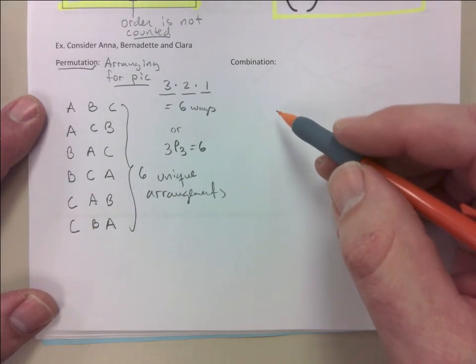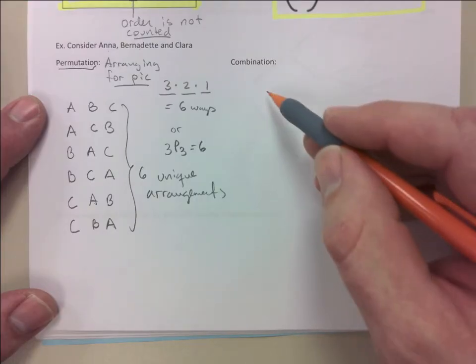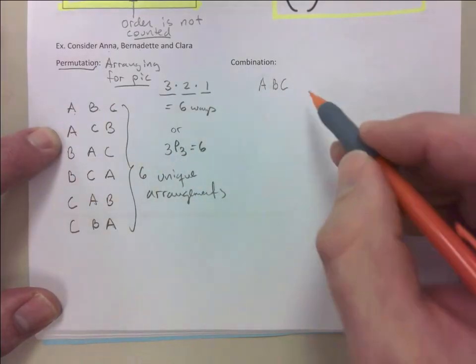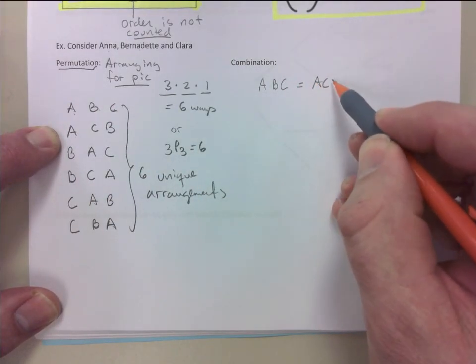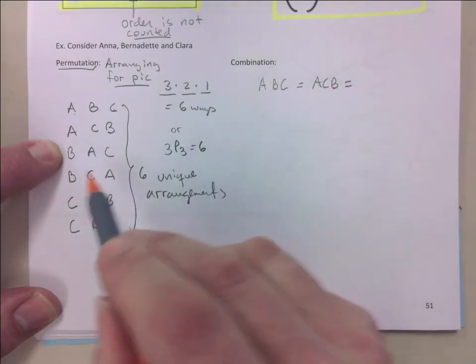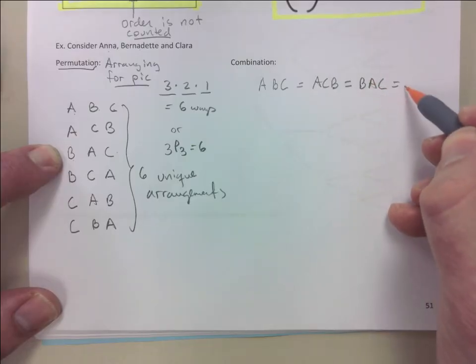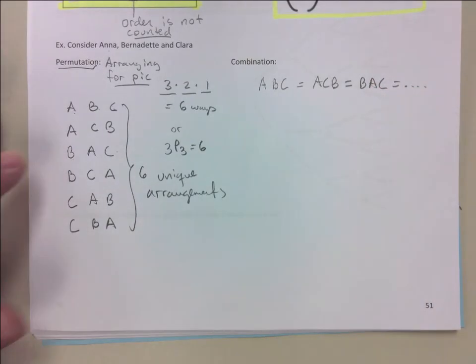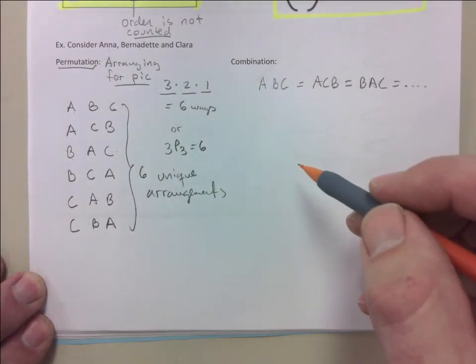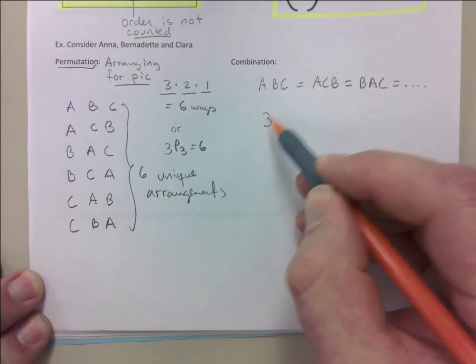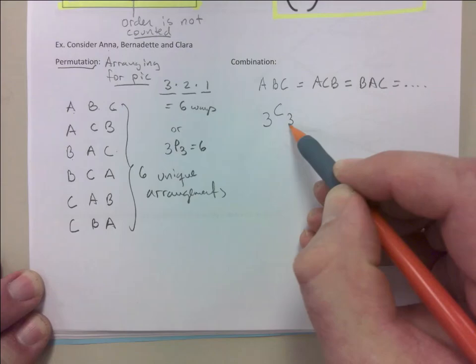Combinations is different. A, B, C is the same thing as A, C, B, is the same thing as B, A, C, is the same thing as all the other ones. In this case, we would go from the 3 people, choose 3.